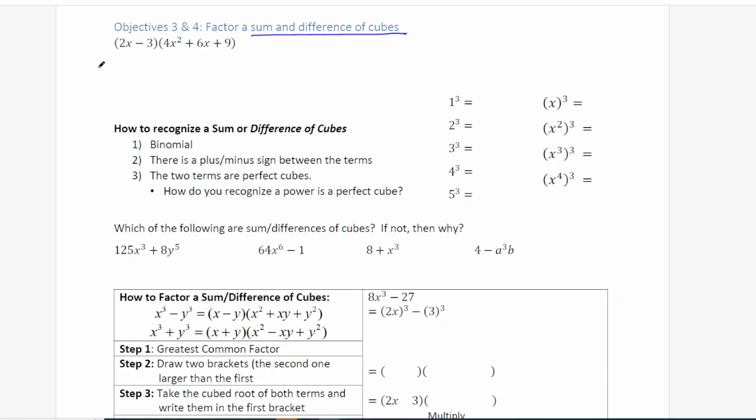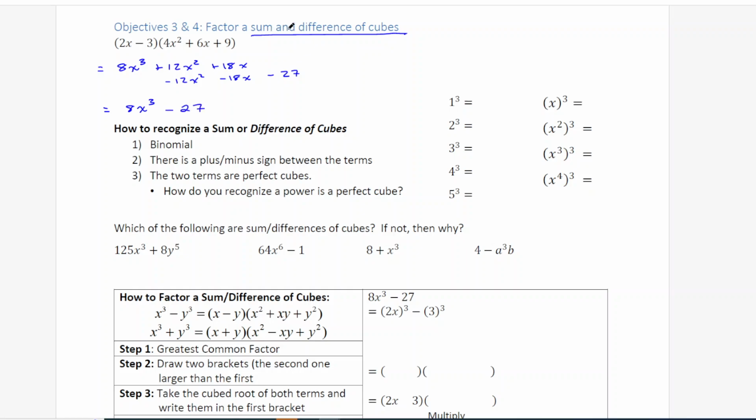So I'm going to multiply this out. 2x times 4x squared is 8x cubed. 2x times 6x is 12x squared. 2x times 9 is 18x. Now I'm going to multiply the negative 3 through. So I'm going to do it vertically. I get negative 12x squared. Interesting. Negative 3 times 6x is negative 18x. Interesting. Negative 3 times 9 is negative 27. I end up with 8x cubed minus 27.